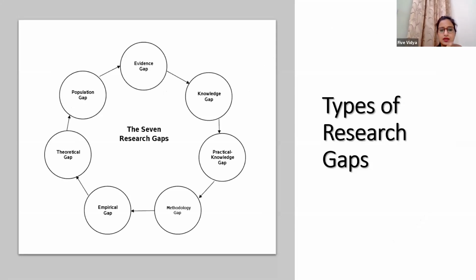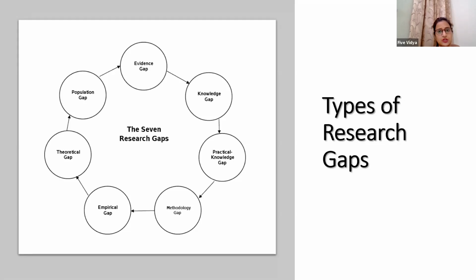Evidence gap is, let's say there is a particular study, but there is no evidence for that research. So that is called an evidence gap. You can have the same study with proper evidence now. Knowledge gap is, we have covered some aspects, but still a few things are missing. So that becomes your knowledge gap. Practical knowledge gap is the same thing, which talks about the practical applications of the same concept.